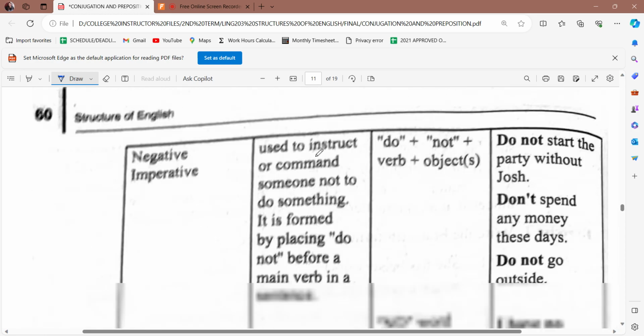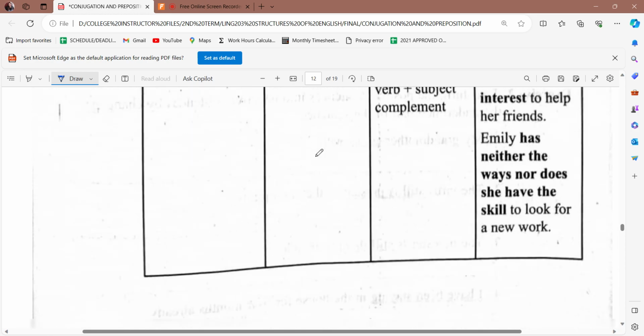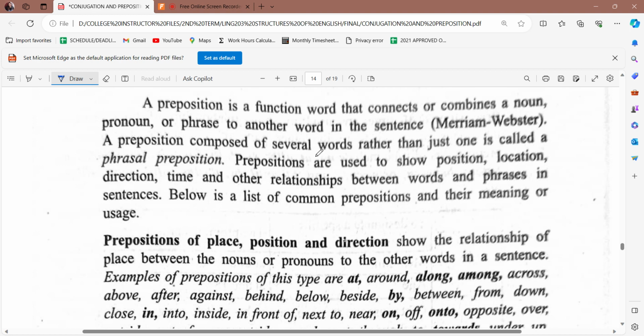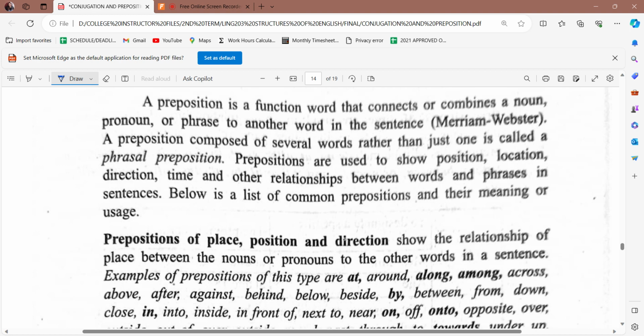Let us now go to preposition. A preposition is a function word that connects or combines a noun, pronoun, or phrase to another word in the sentence, according to Merriam-Webster. A preposition composed of several words rather than just one is called a phrasal preposition.